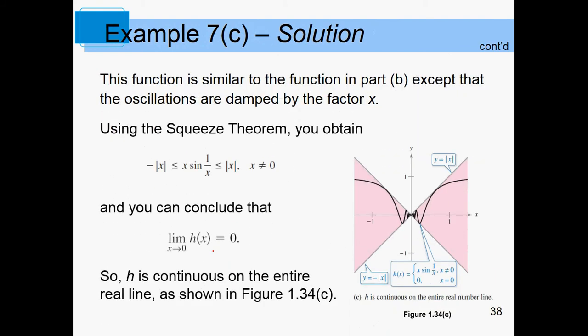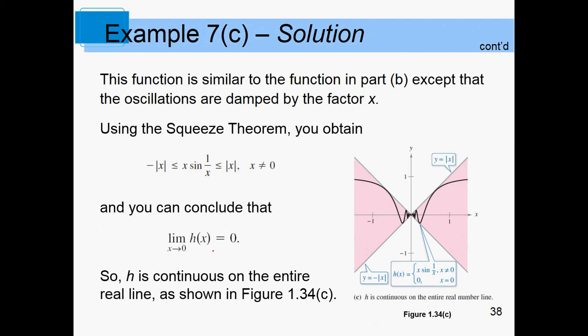So we're going to use the squeeze theorem. Recognize that x times the sine of 1 over x has to be between, well, what does sine have to be between? Sine of anything can't be higher than what and lower than what? Negative 1 and 1, right? It has to be between negative 1 and 1. Therefore, x times sine of 1 over x has to be between negative x and positive x. Okay, does that make sense?